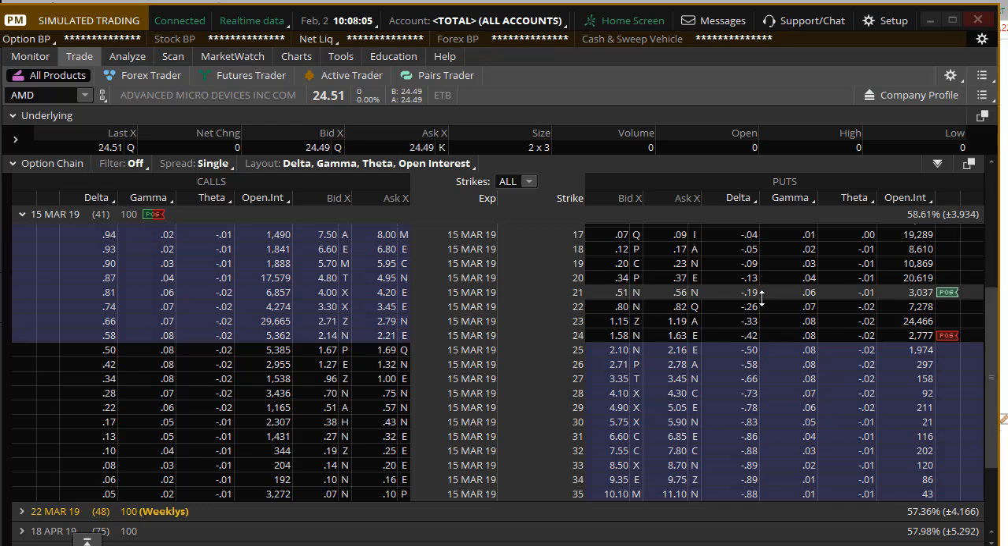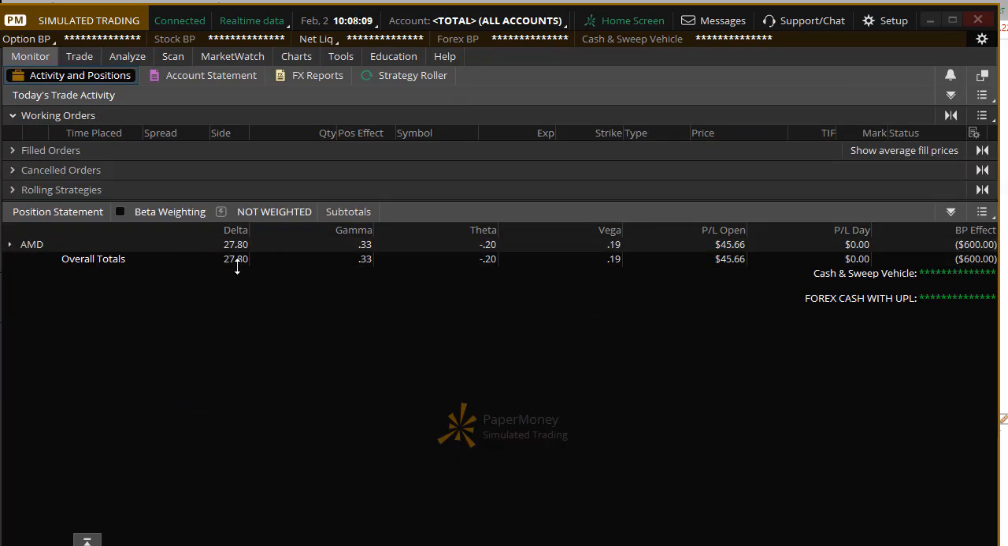Okay, so what's our delta position in this trade? Our delta position is 27.80. So we bought two of that smaller one, and we reduced our overall delta position in the trade. That's why the ratio trade is naturally hedged. If the stock moves up, we make money in this trade. If the stock moves down significantly, we make money in this trade.